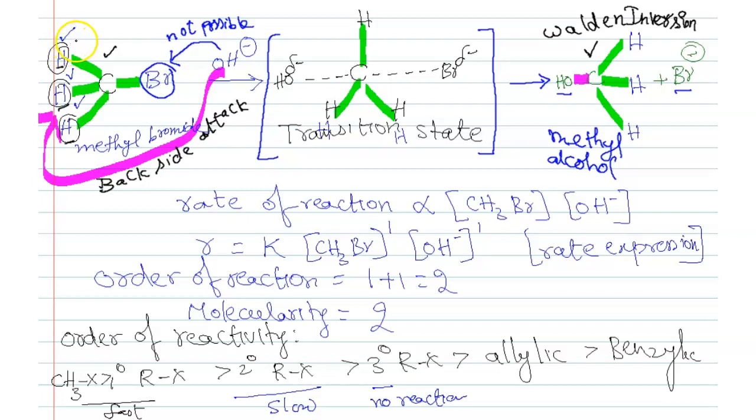In case of allylic or benzylic groups, resonance is possible. Resonance possible means reactivity is very less.